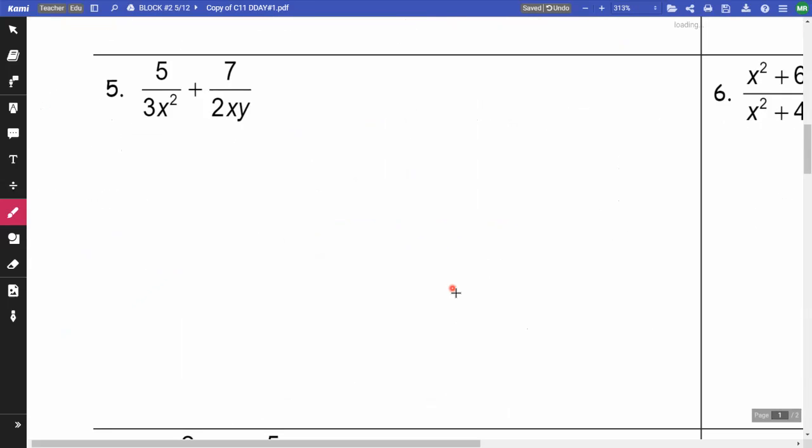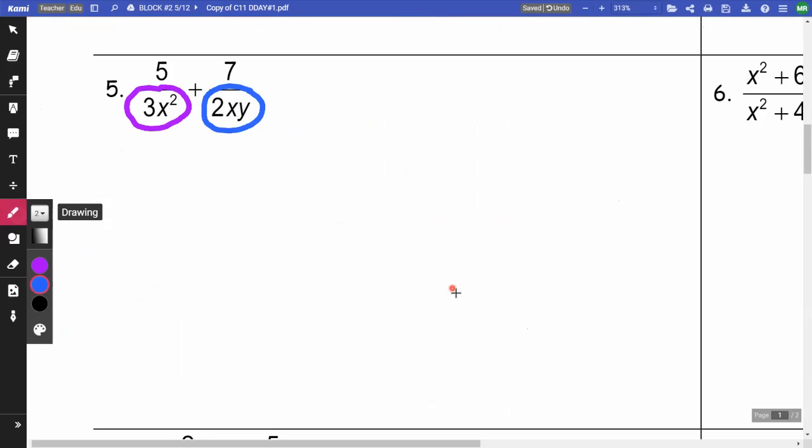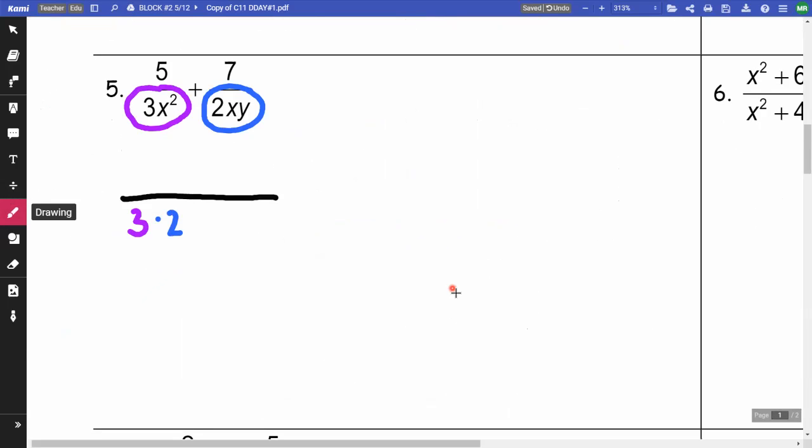So on number 5, this is another adding one. These have monomials, okay? So when we have monomials like this, what you're really looking to see is, let's look at the numbers. Well, I need a 3 from the first one, and I need a 2 from the second one. So that's going to make a 6 total. From the first fraction, I need an x squared. From the second fraction, I need an x.